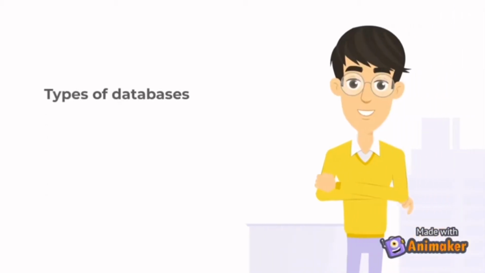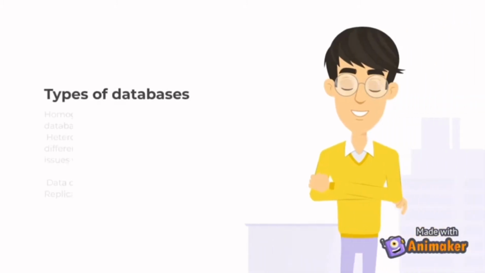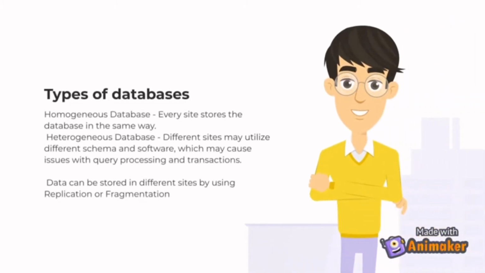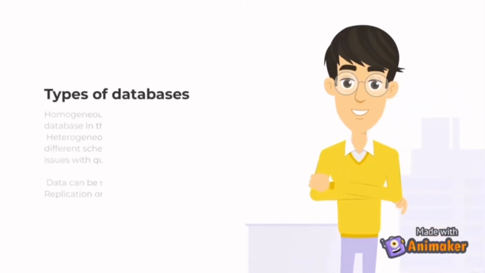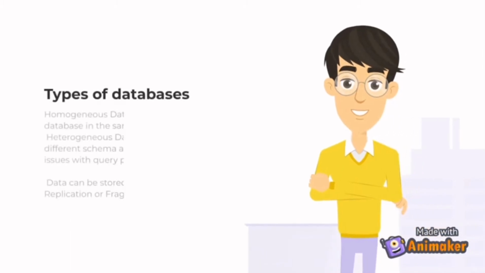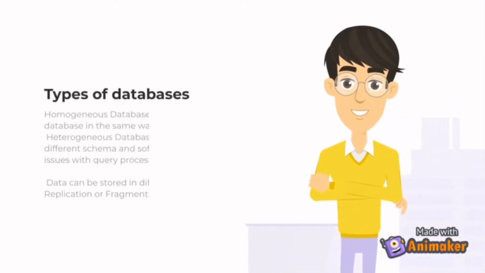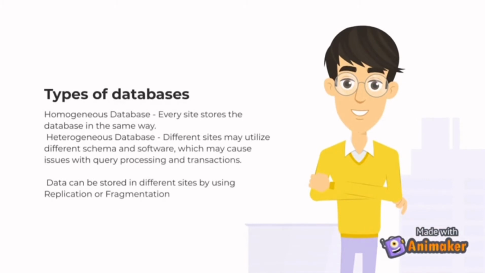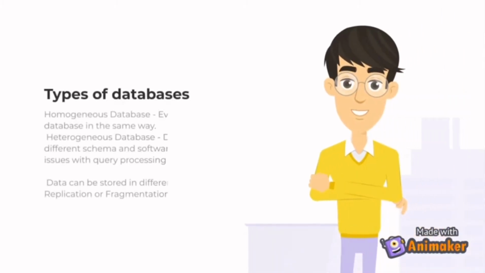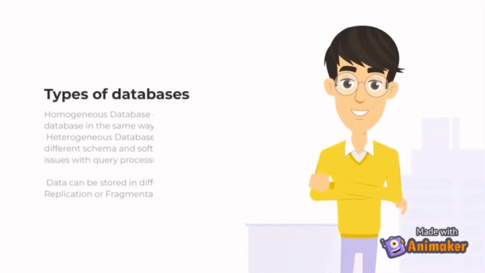There are two types of databases, namely homogeneous and heterogeneous database. Here is a brief definition of both. Homogeneous database: every site stores the database in the same way. Heterogeneous database: different sites may utilize different schema and software, which may cause issues with query processing and transactions. Data can be stored in different sites by using replication or fragmentation.